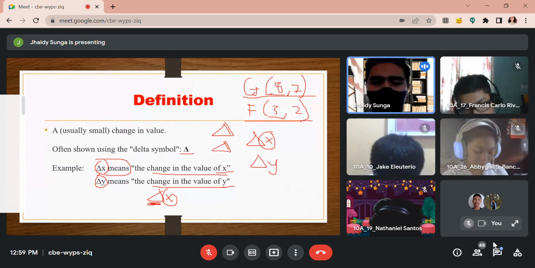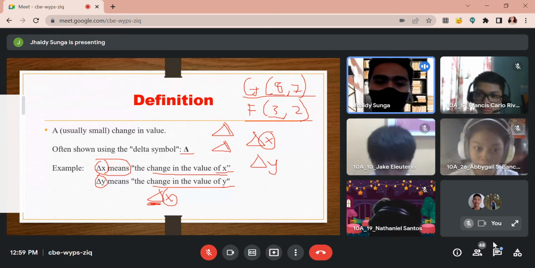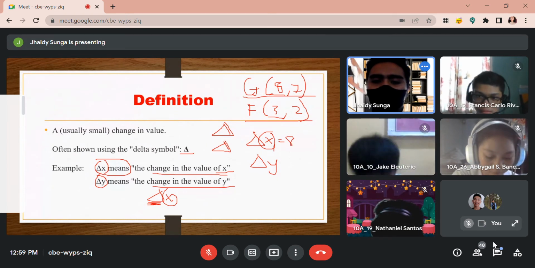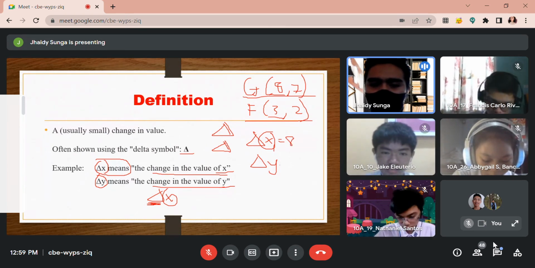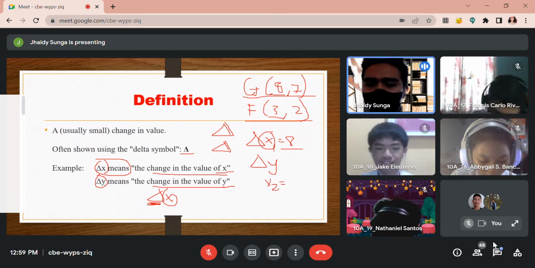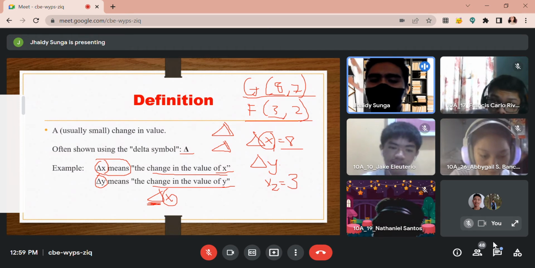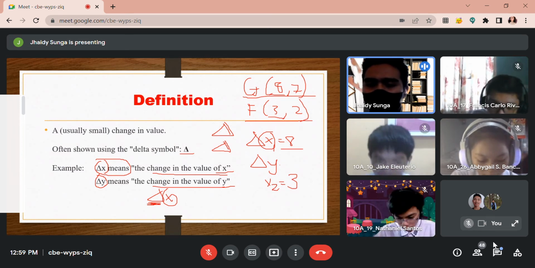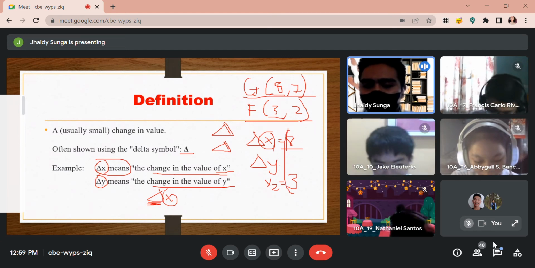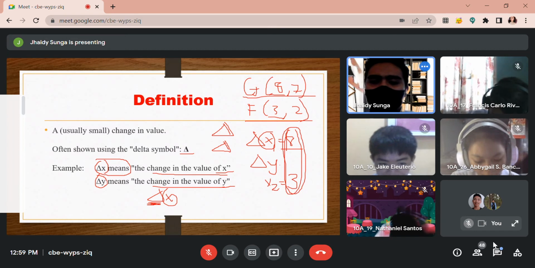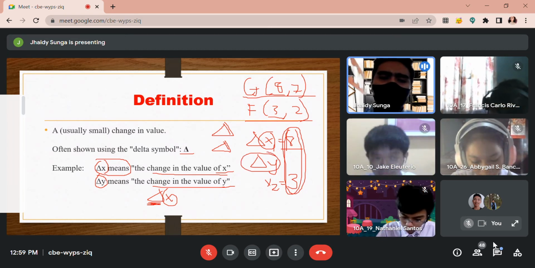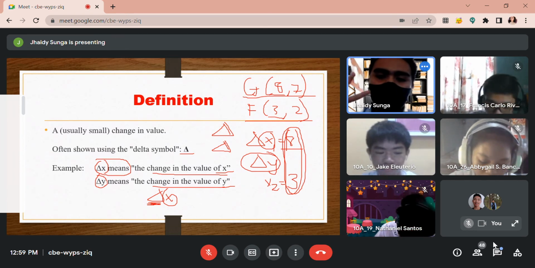So in this part, the first value of x, or x sub 1, would be 8, right? So how about the second value, or x sub 2? The second value, x sub 2, is of course 3, no? So delta x will be shown if we have the change of values of these two x's, as well as for the y, for delta y. So the question is, how are we going to know the change of value of these two points?